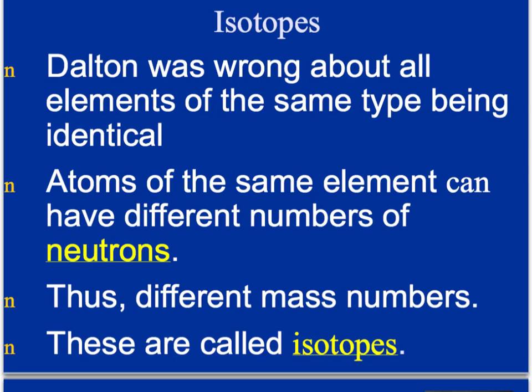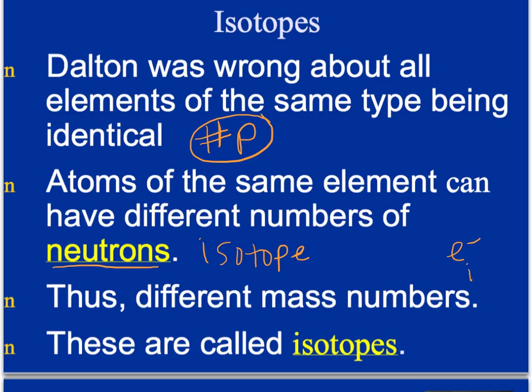So before we get into a formal definition of isotopes, I just want to review this idea about Dalton. Dalton was wrong about all elements of the same type being identical. When we have atoms of an element, they can be slightly different from each other. Remember, the thing that makes an element is the number of protons. So all atoms of an element will have the same number of protons, but they may have different numbers of neutrons. Atoms of the same element with a different number of neutrons, we refer to as isotopes. And in the next chapter, if they have a different number of electrons, which is possible, we would call those ions. But today we're focusing on isotopes.